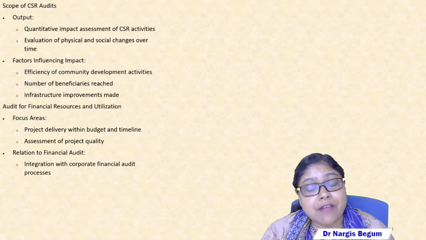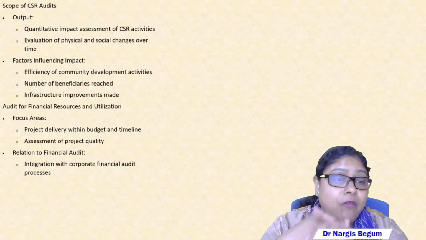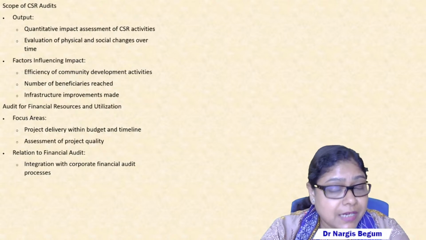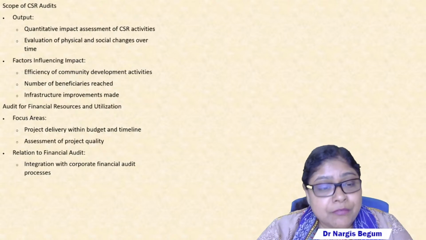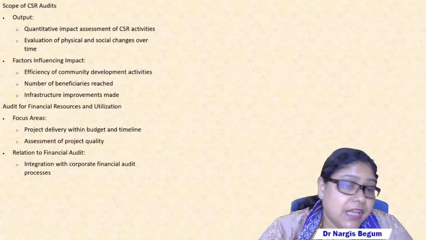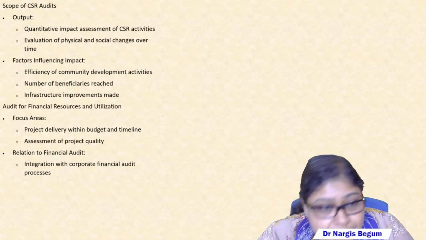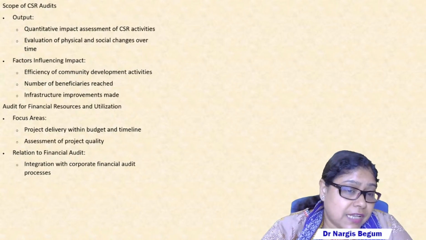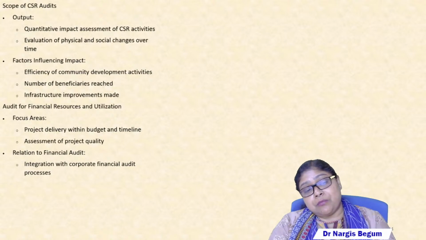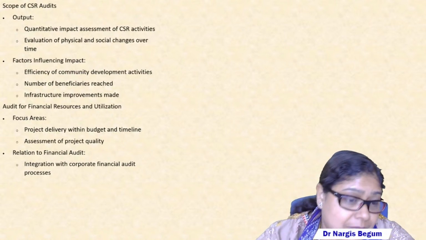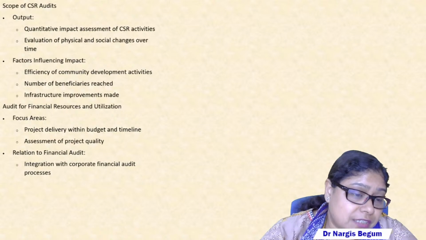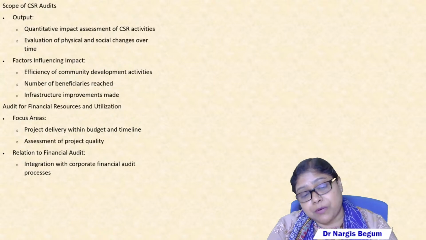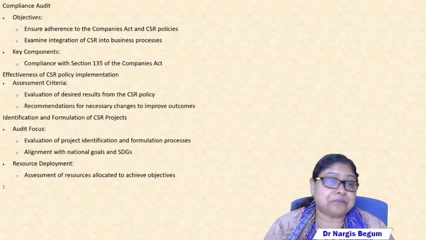So there are different important factors influencing this impact. One is the efficiency of the community development activities being calculated. The number of beneficiaries reached could be identified. Infrastructure improvements made can also be identified. Now, coming to the audit for financial resources and utilization, the focus area will be on project delivery within the budget and timeline and assessment of project quality. Next is the relation to financial audit. There is integration with corporate financial audit processes.